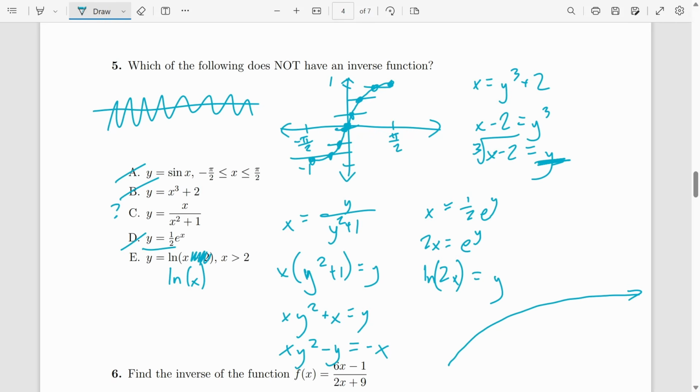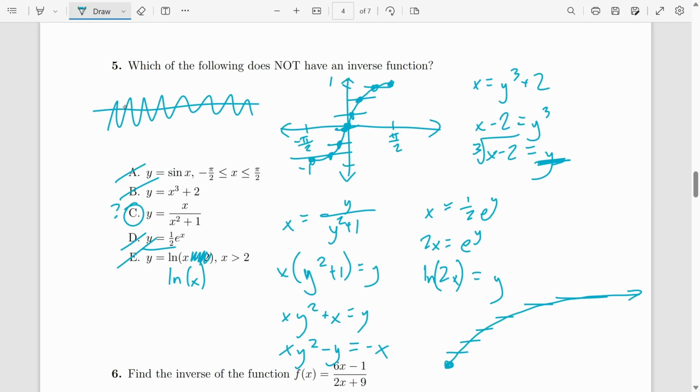And yeah, this passes the horizontal line test because it ends right here. It doesn't go down like that like a square root kind of does. This just passes every point like that. It only intersects at one point each time. So it does pass the horizontal line test. So E is wrong. We can pretty confidently say that C is the one that does not have an inverse.